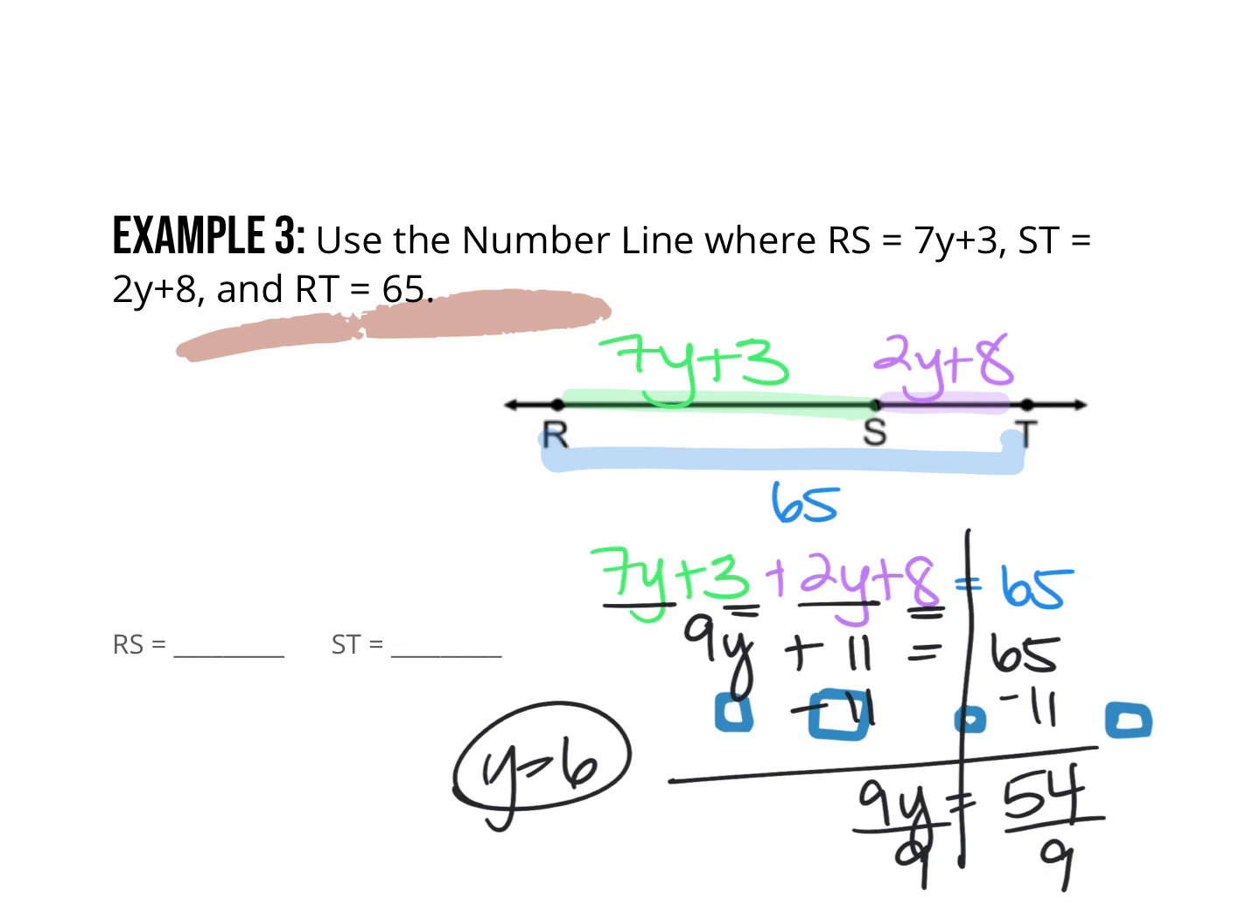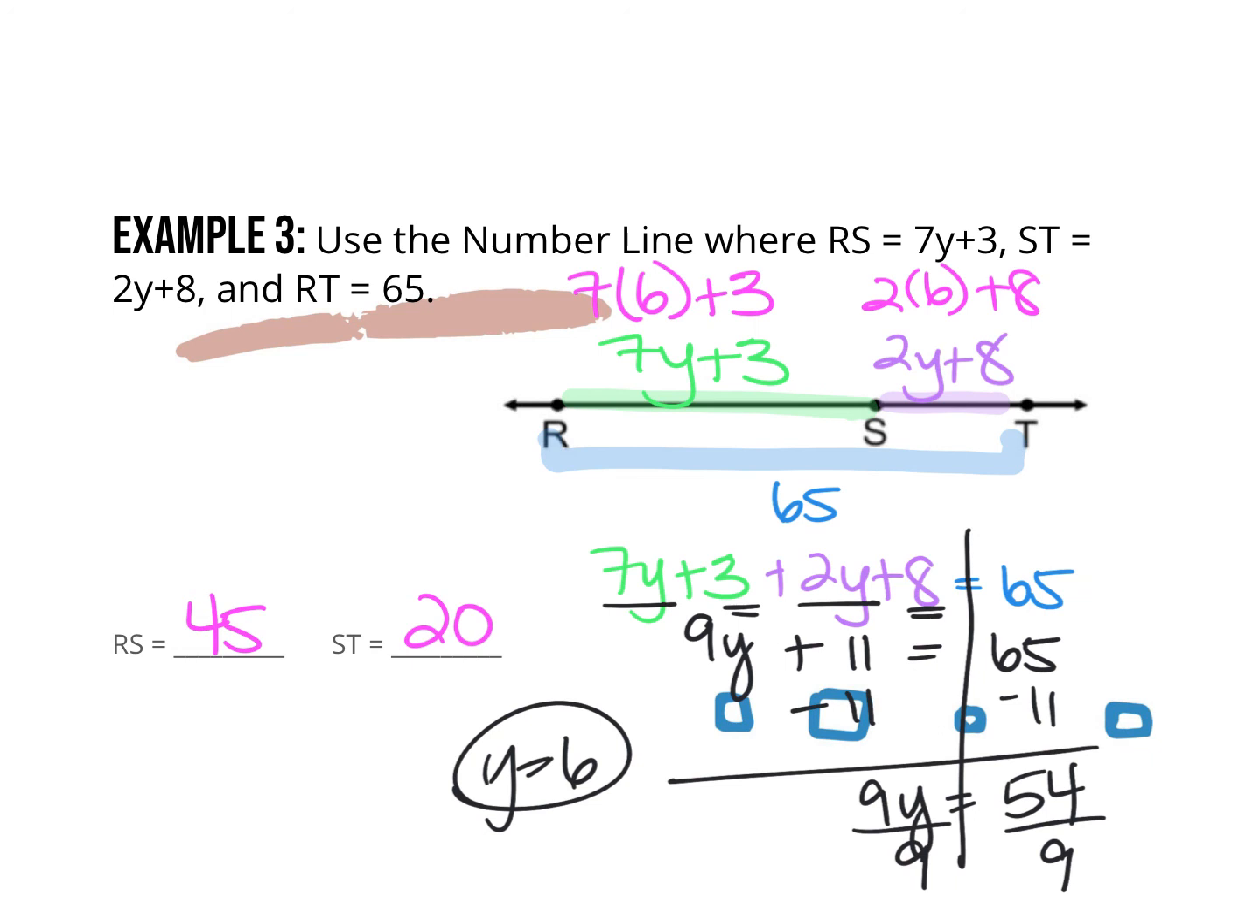We saw this a lot in 1.2. If y is 6, that's not my final answer, because it's asking me for RS and ST. So we have to plug this back in. RS is 7 times 6 plus 3. 7 times 6 is 42, plus 3 is 45. And ST is 2 times 6 plus 8. 2 times 6 is 12, plus 8 is 20. It's always good to double check: do 45 and 20 equal 65, the whole thing? Yes, they do.